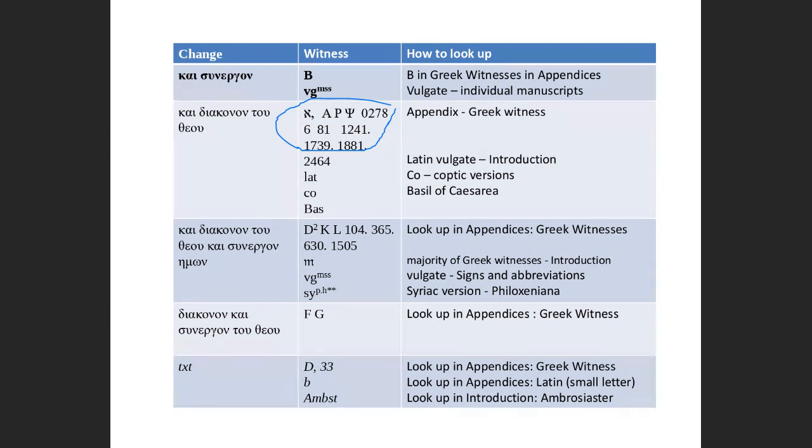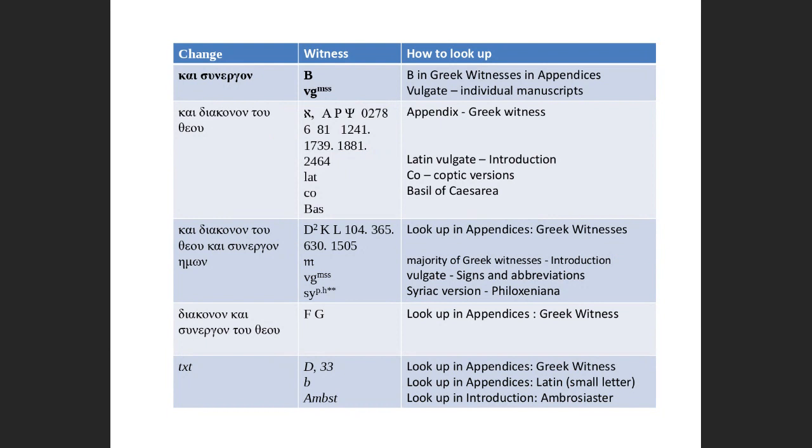The next one, kai diakonon tou theou kai sunergon humon, has additional witnesses, but some of these are a little later than the alpha. It does have a majority of weak witnesses. You can find this symbol in the introduction in the Novum Testamentum, which I put online, and you have the Vulgate. So let's clear that off and see if we can go through it.